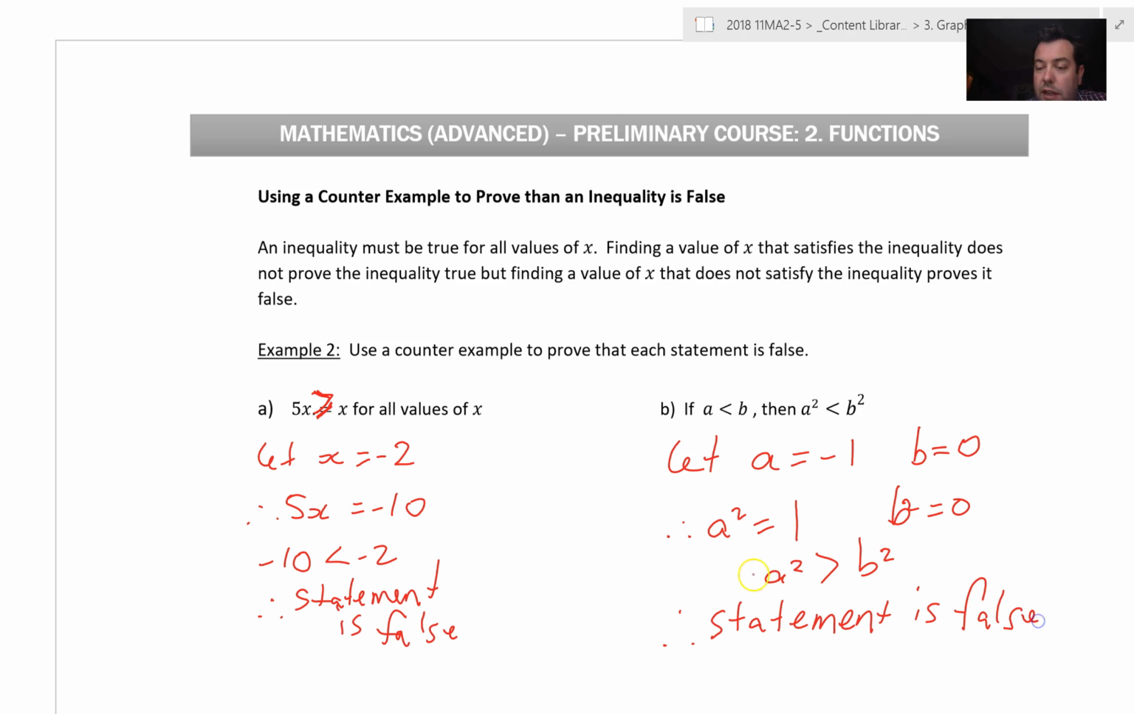Right, so either by saying, in this case, a squared is greater than b squared, or 1 is greater than 0. Therefore, this is not always true, only sometimes true. Okay, that's the difference between an inequality and an equation.